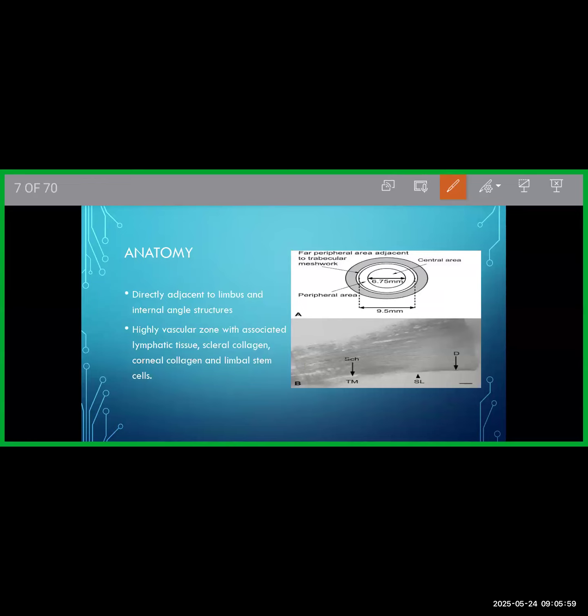And also, directly adjacent to the limbus is the internal angle structure. The reason why we're bringing up the internal angle structure is to see later in the course of the presentation that they may also present with glaucoma from the inflammatory cells around the angle structure. And that highly vascular zone with associated lymphatic tissue, scleral collagen, corneal collagen, and limbal stem cells, this is the anatomy of the limbus. It is highly vascular with associated lymphatic tissue, scleral collagen, and corneal collagen, and also limbal stem cells.